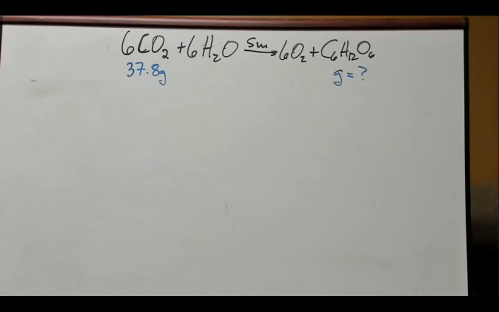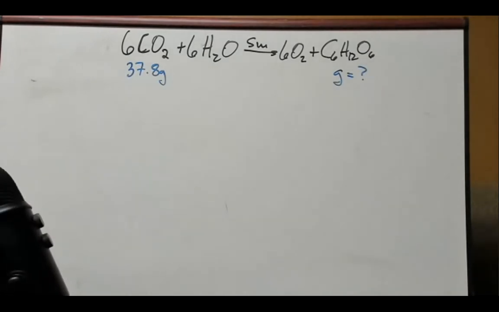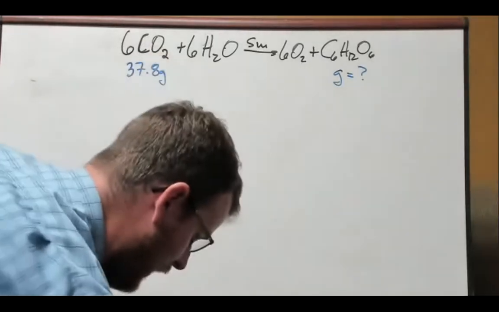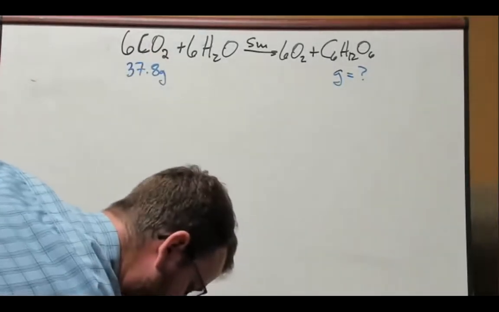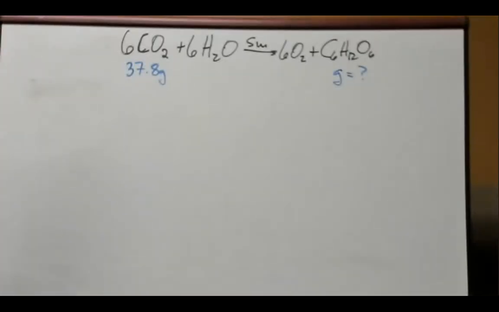in part number 1 with photosynthesis, where we have CO2 plus H2O with the energy derived from the sun, leading us to make oxygen gas as well as glucose. And what we're going to do, let's put this down here. What we're going to do is calculate. So I'm going to show you how we calculate how much product is made from a reactant. We're going to show you this step first.